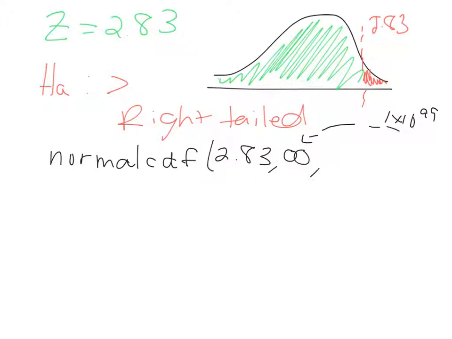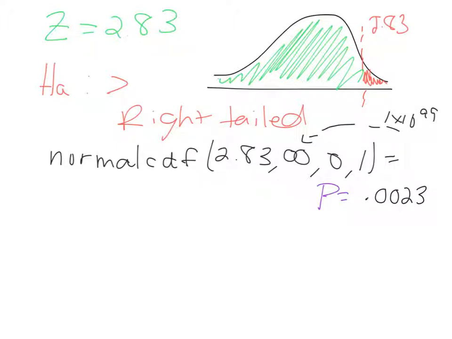Describing the curve, this is a standard normal, so our mean is 0 and our standard deviation is 1. And what we get for that area, rounded, is approximately 0.0023. So that value there is our p-value. So our p-value is approximately 0.0023.